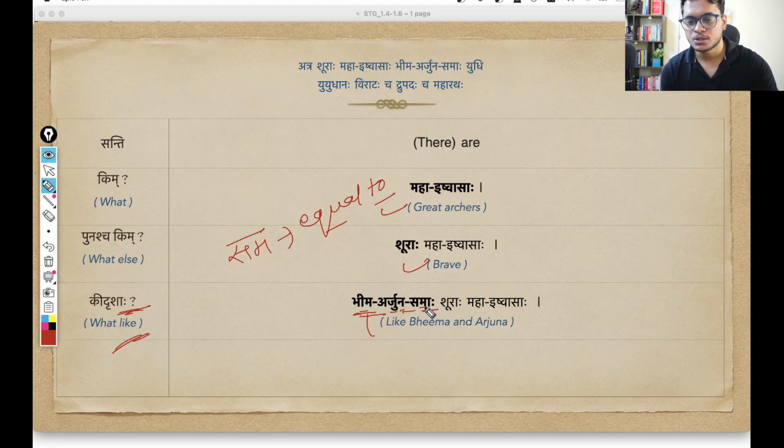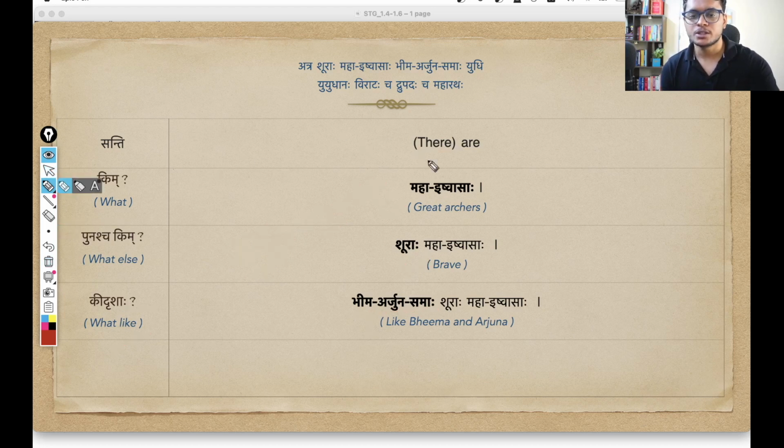Right? So Samaha means equal to. And again, since we are talking about multiple people, we are using the plural form Samaha. So far, the context is that there are great archers and brave people who are like Bhim and Arjun, who are comparable in their strength and in their skills as Bhim and Arjun. So Bhim Arjun Samaha. Let's move forward.